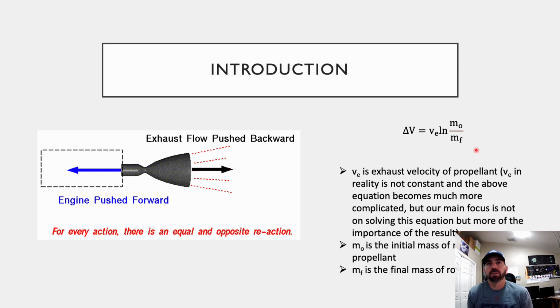This equation here is the rocket equation and is derived from Newton's second law, where delta V is the change in velocity during a burn or use of propellant. The velocity E is the exit velocity of the propellant. In reality, this is not a constant, and this equation becomes much more complicated in real application. M0 is the initial mass of the rocket, including the fuel, and MF is the final mass of the rocket after the burn.